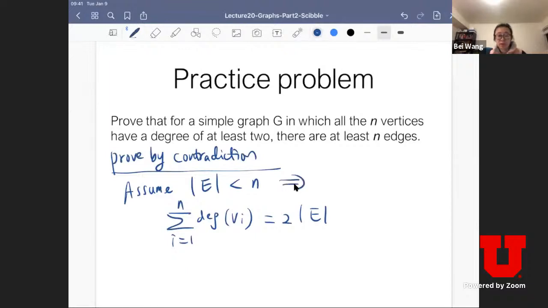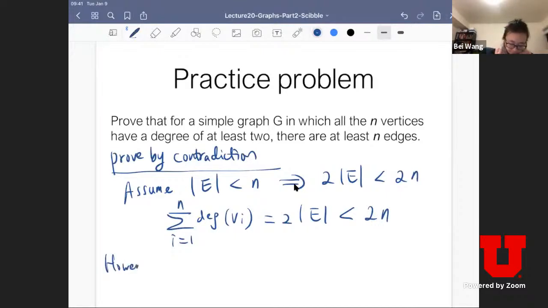Because the number of edges is smaller than n, that means 2 times the number of edges is smaller than 2n. I'm just multiplying 2 on both sides of the inequality. So we know the sum of degrees of all the vertices is smaller than 2n. That's what I get.